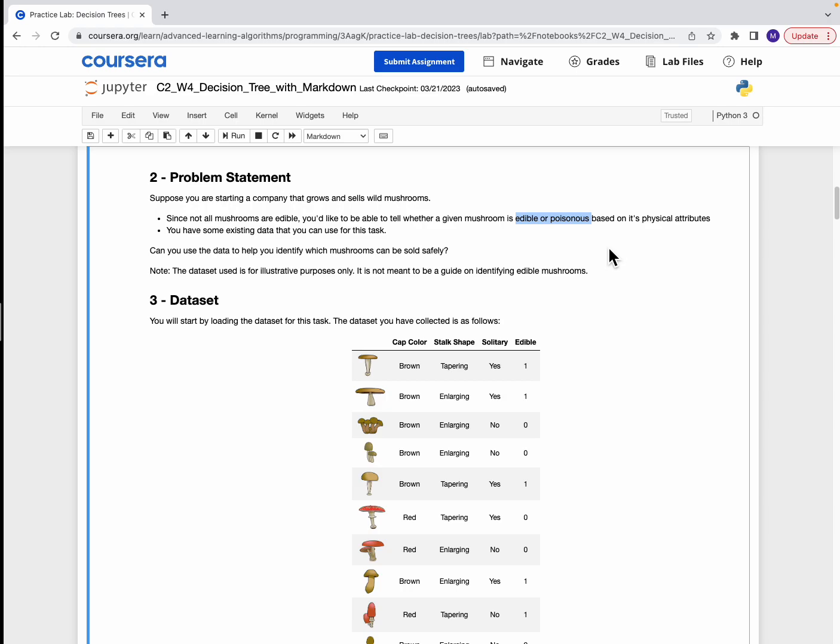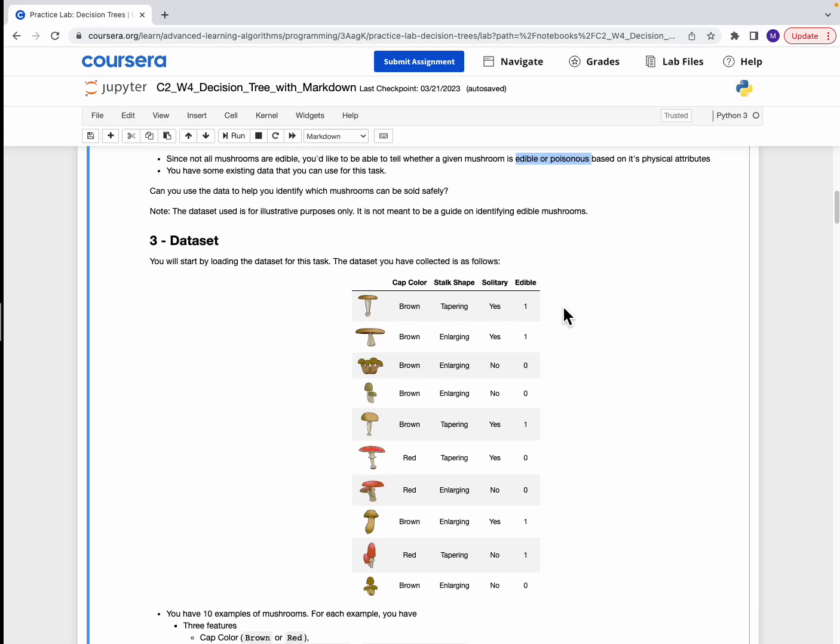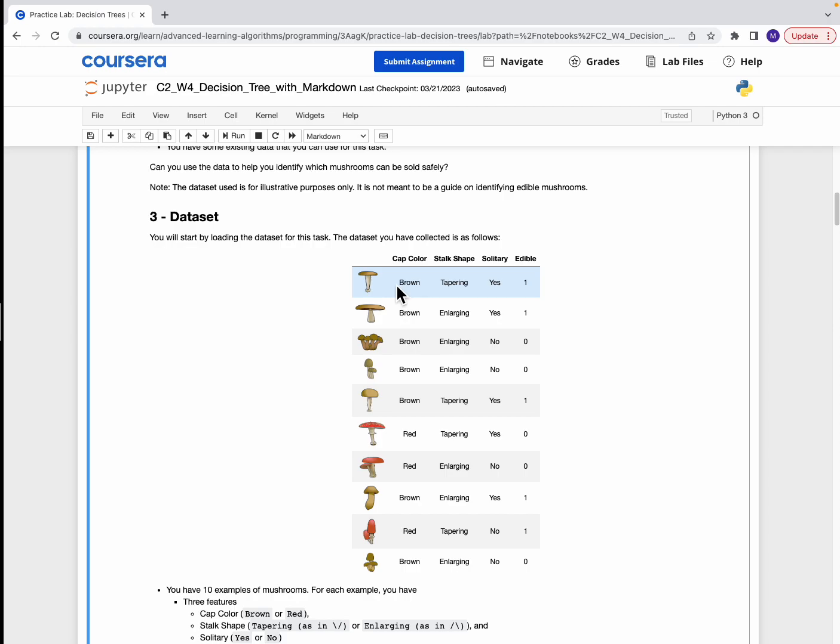When we see the mushrooms, we can see that they have different physical characteristics, such as different cap colors like red or brown, different stalk shapes, and whether it is solitary, which means is it by itself or with a lot of its friends. And this tells us whether or not it's edible.